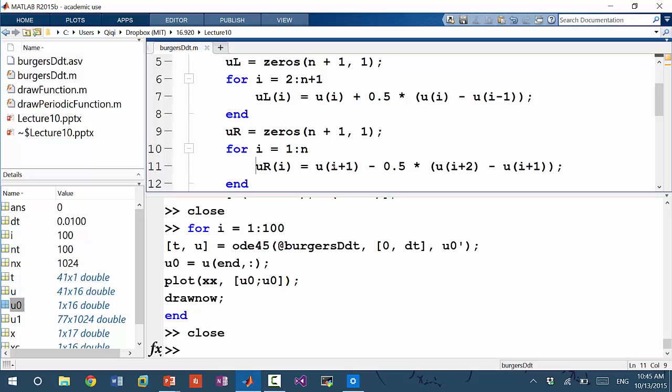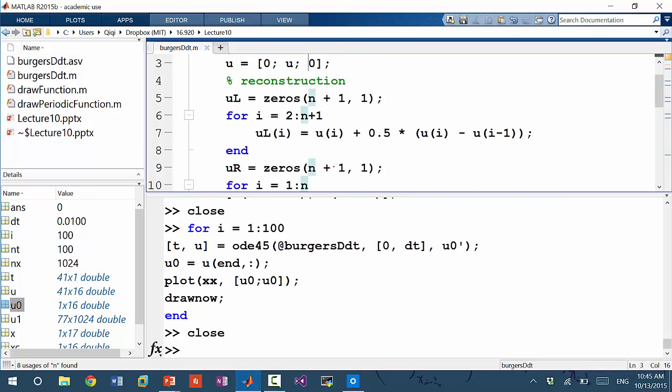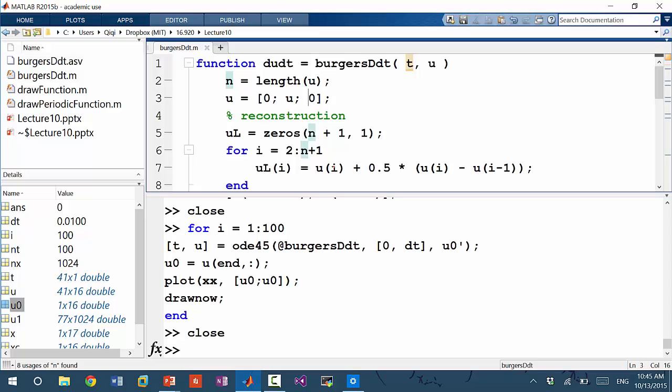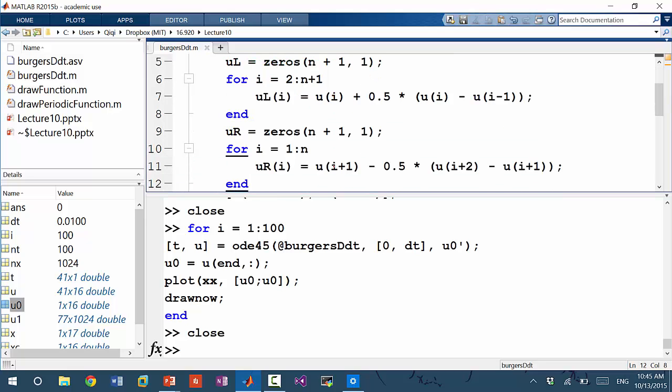Okay. U of n plus 2 I think exists because I put two ghost cells on both ends, right? Yeah, thanks for checking that. All right.